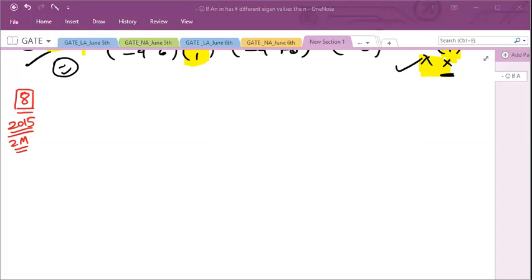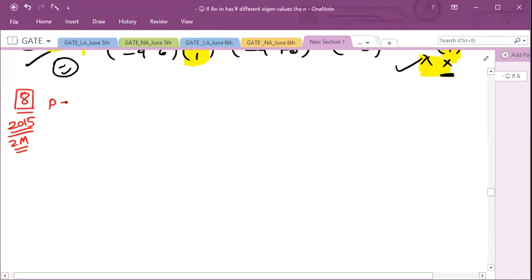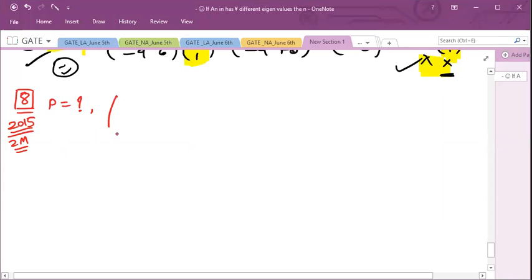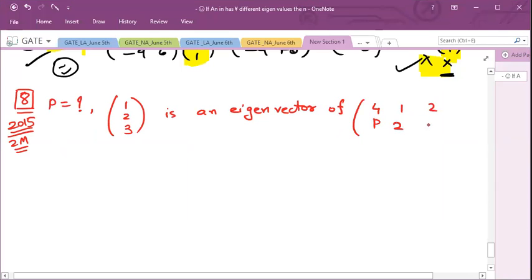So question number 8: we have to find the value of P such that (1, 2, 3) is an eigenvector of the matrix with rows (4, 1, 2), (P, 2, 1) and (14, -4, 10). So we have to find the value of P such that this is an eigenvector of this matrix. How can we proceed? Tell me.